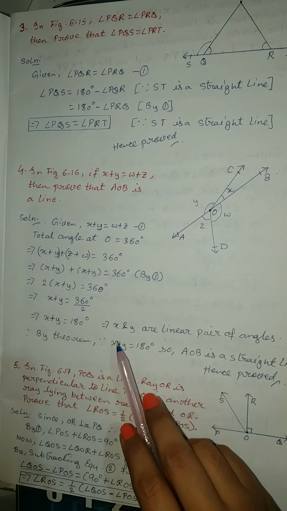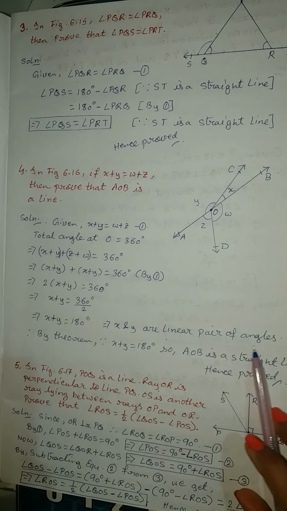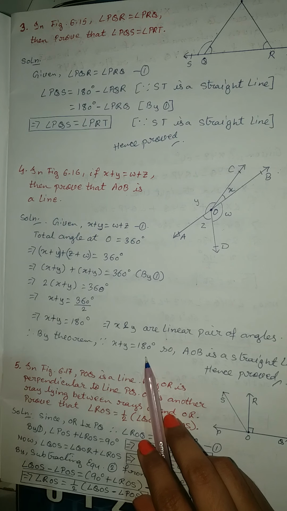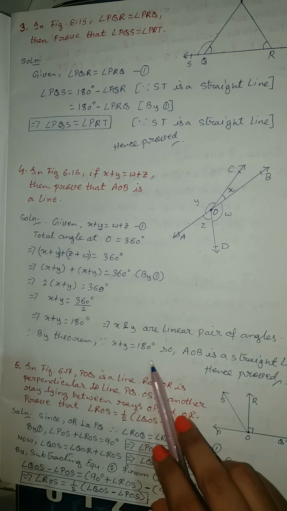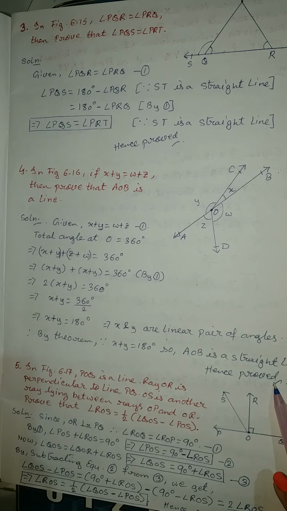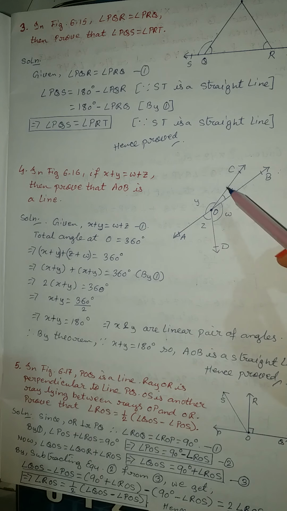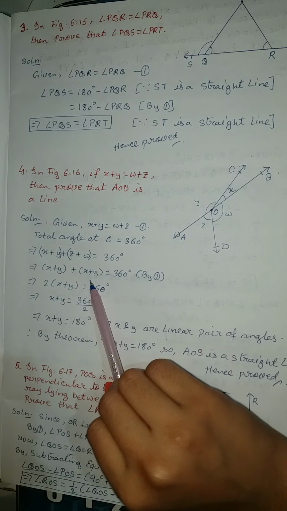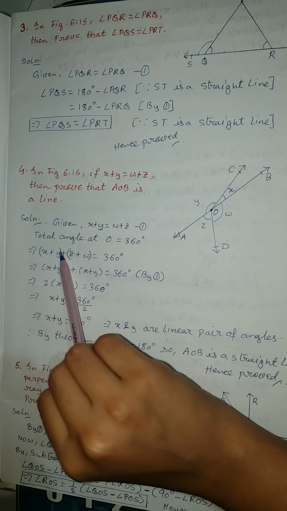Okay, so this implies x and y are a linear pair of angles. Therefore, by theorem, x plus y is equal to 180 degrees. Since x plus y is equal to 180, AOB is a straight line. Hence, proved.